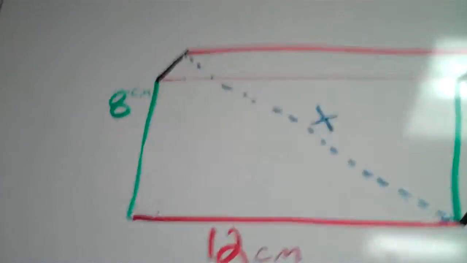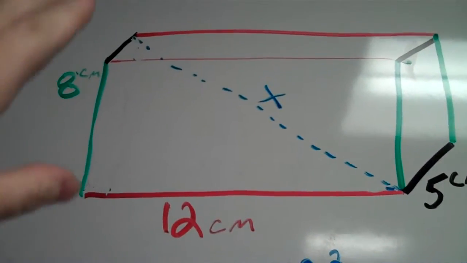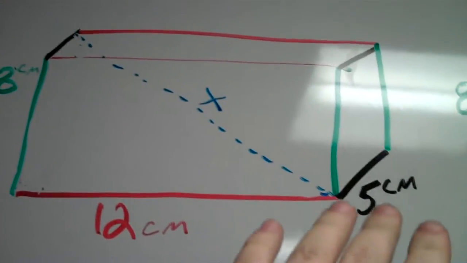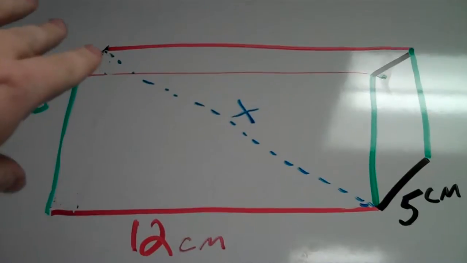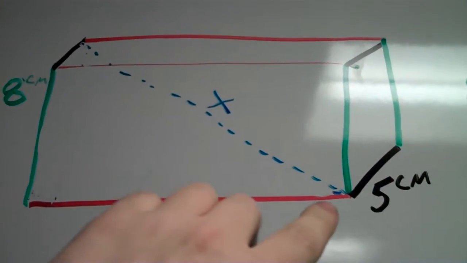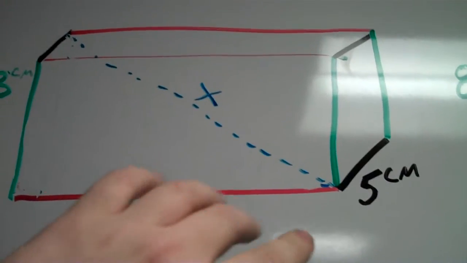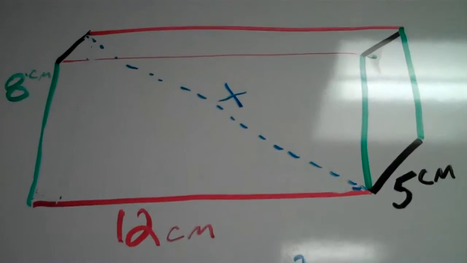The question is, how can we find the long diagonal on the inside of a rectangular box? Let me explain. We have here a box that is 12 centimeters across, 8 centimeters up and down, and 5 centimeters deep. And what we want to do is find the length from the top back left corner to the bottom front right corner. So it's the diagonal that goes all the way across the inside middle of this box.